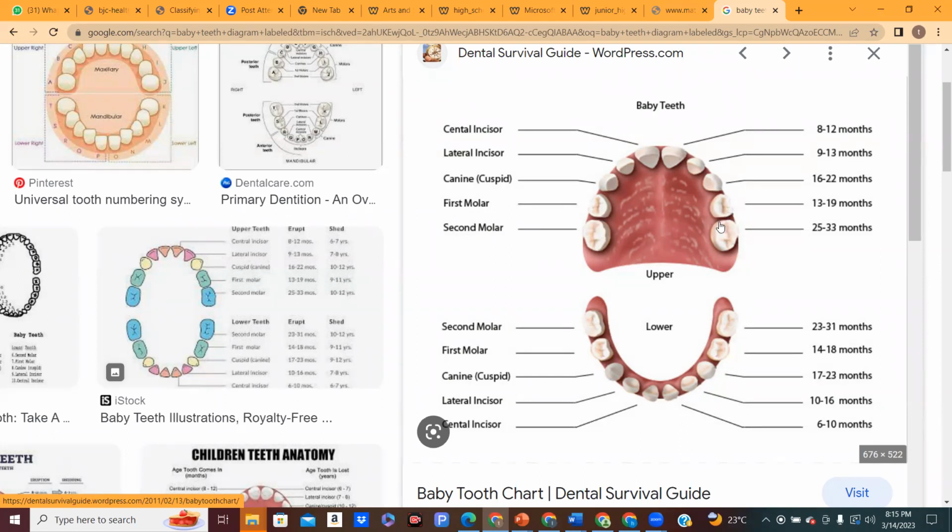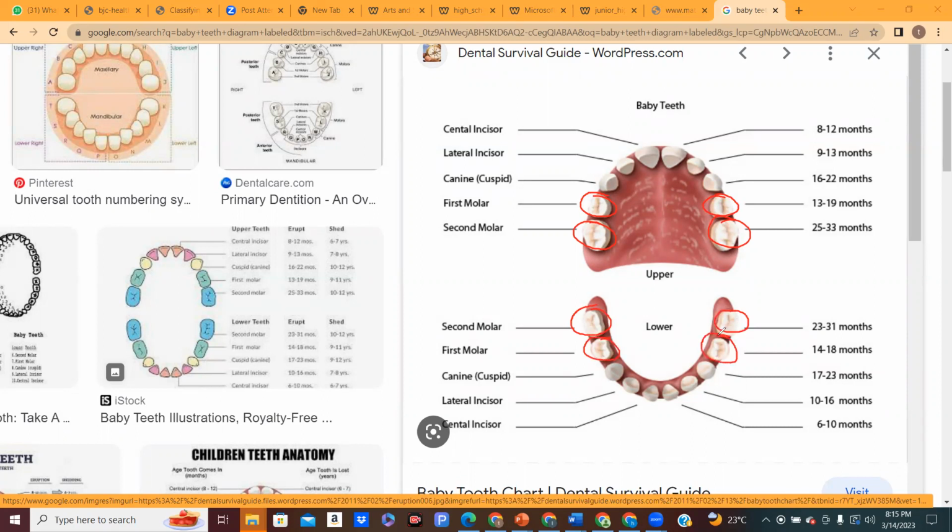How many on the top? 4 on the top. So this one, this one, this one, and this one. And at the bottom, we have what? 4: this one, this one, this one, and this one.